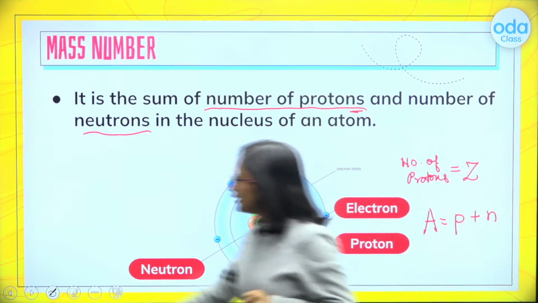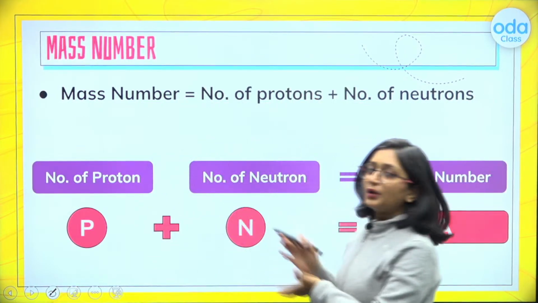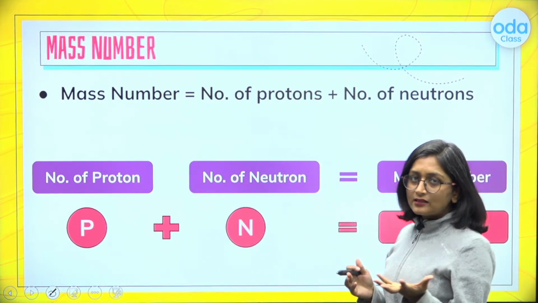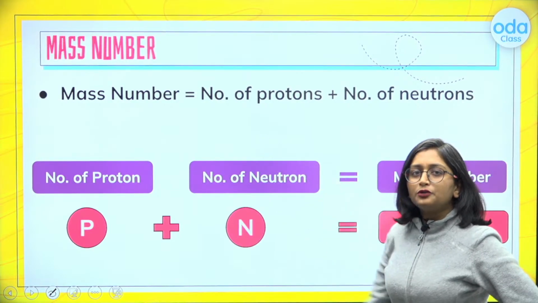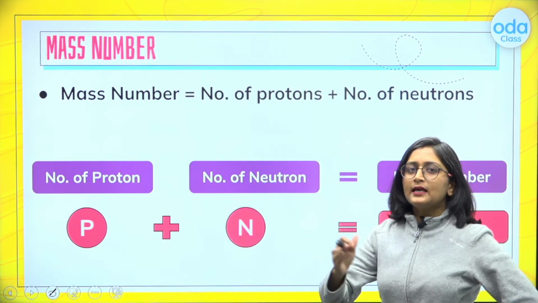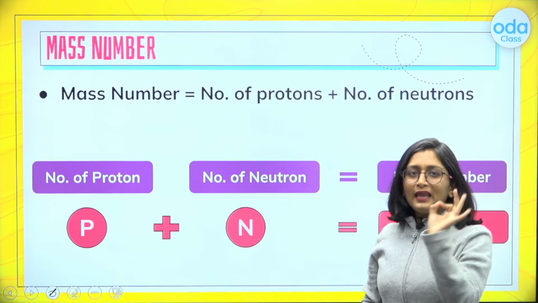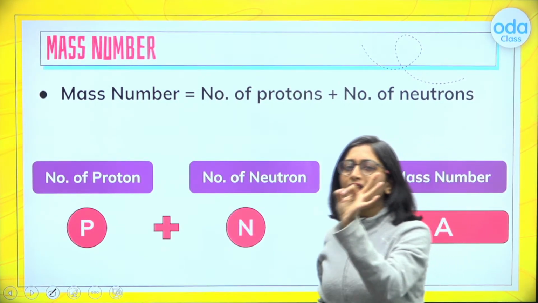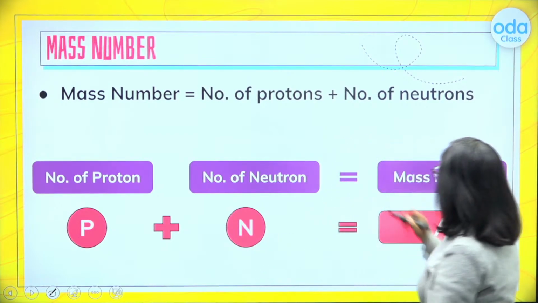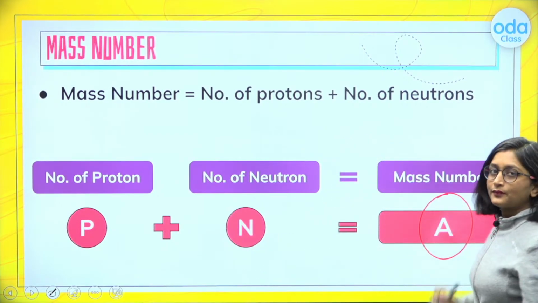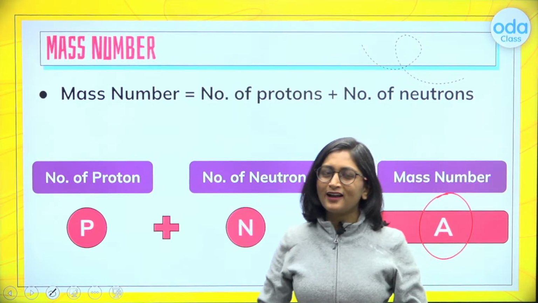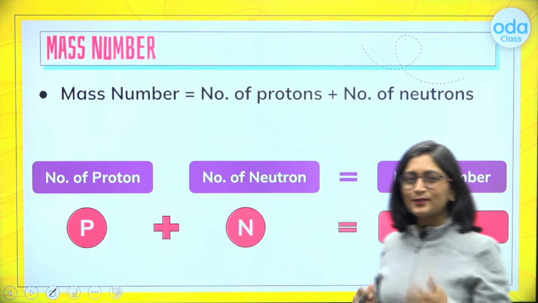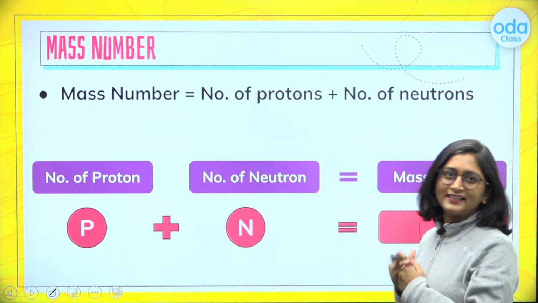Now let us move to the next one, where we are going to understand this concept of the mass number. So mass number is equal to the number of protons plus the number of neutrons. Would you be able to remember this? The mass number is represented by A. What is the mass number represented by? A. What is the atomic number represented by? Z. Yes, absolutely, you are getting into the flow of the concept.